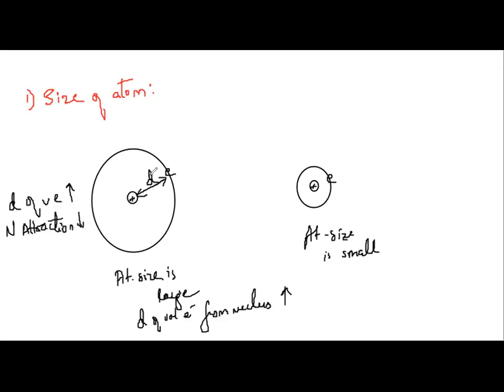Nuclear attraction decreases. Therefore, even if I put very little ionization energy, the electron will be lost. The electron will be removed.